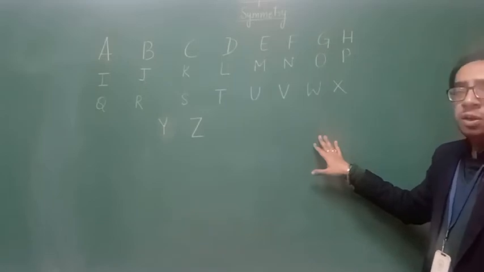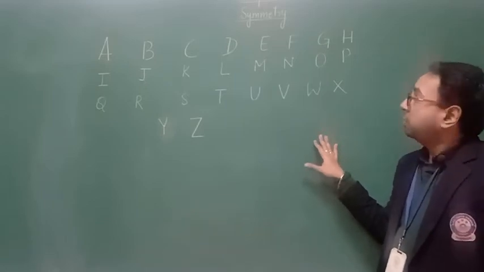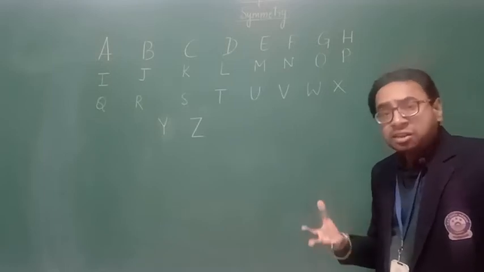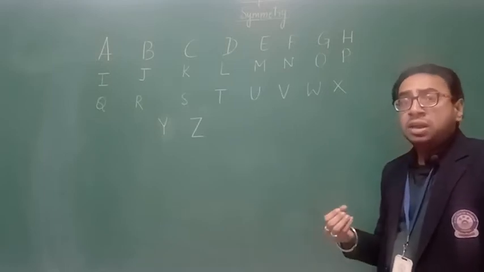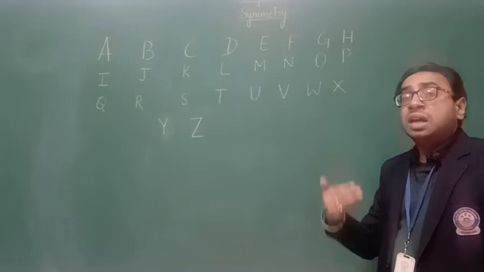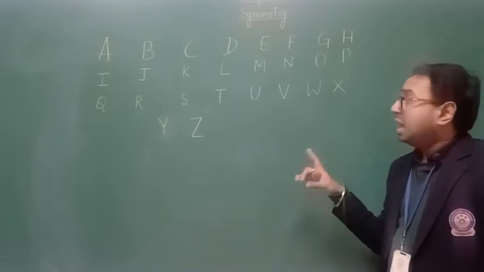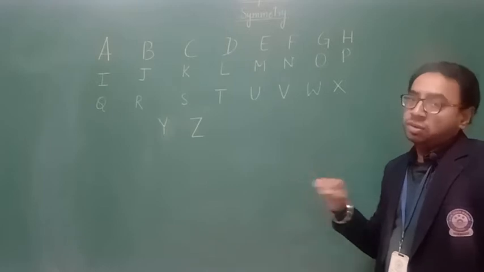In the previous video, we discussed the chapter on symmetry. What do you mean by symmetry? What is another name for symmetry? Line symmetry, reflection symmetry. We discussed the various shapes that follow this symmetric pattern. Today we will learn about alphabets in various methods.